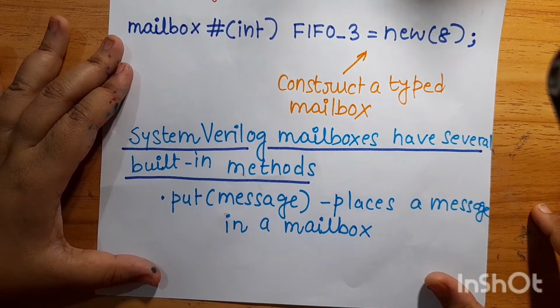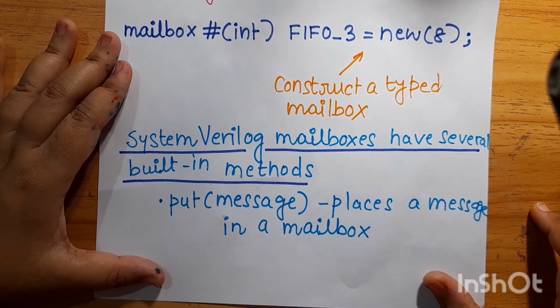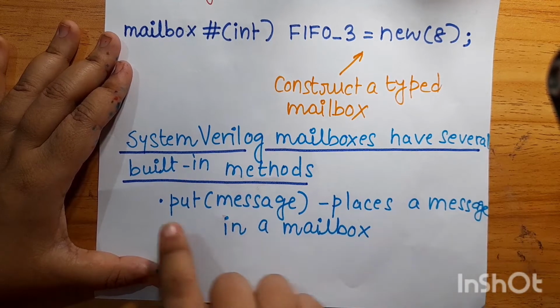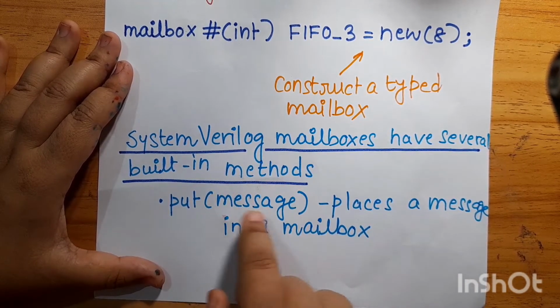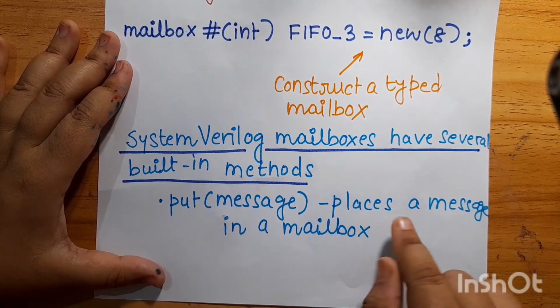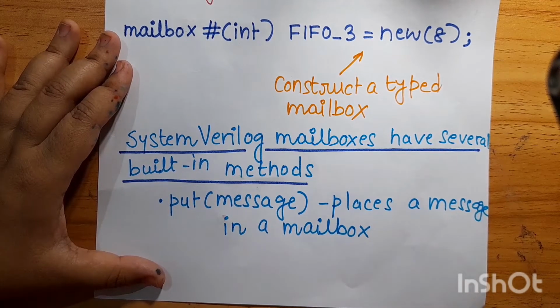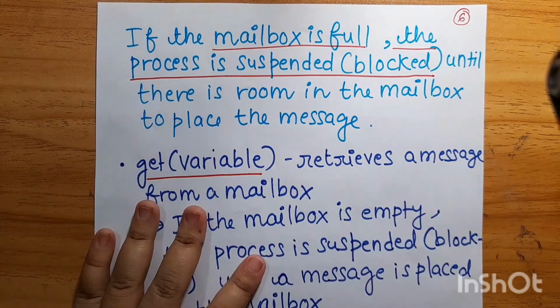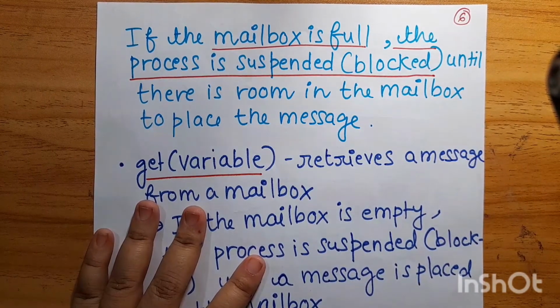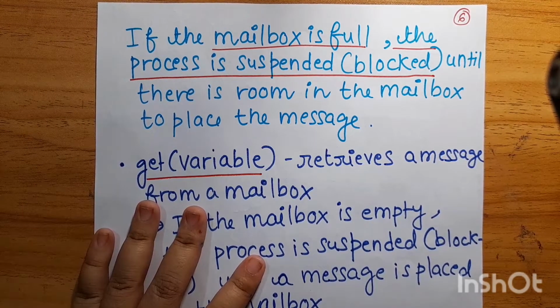SystemVerilog mailboxes have many built-in methods, so we will discuss them. The first method is put, with the message or data inside the brackets. Put places a message into a mailbox. If the mailbox is full, the process is suspended or blocked until there is room in the mailbox to place the message.